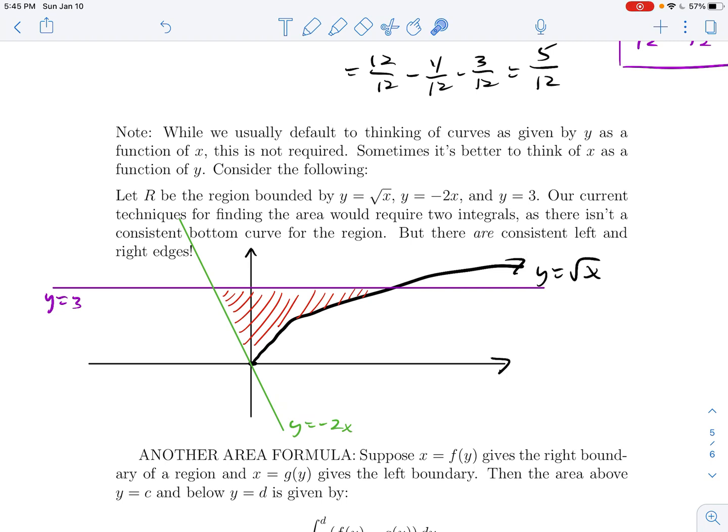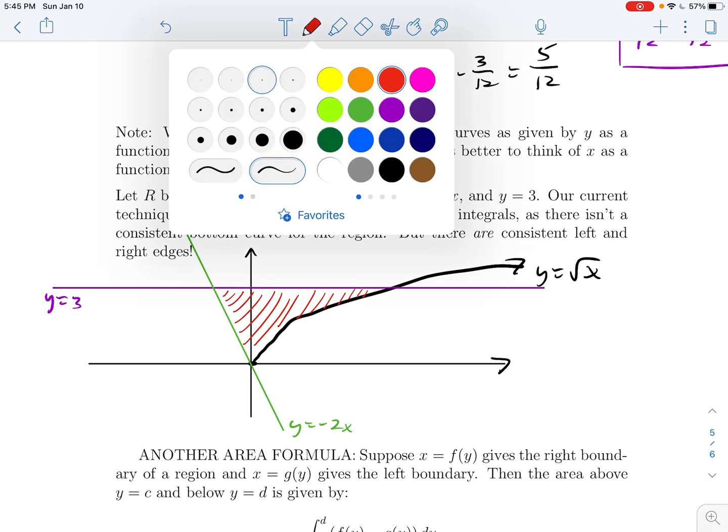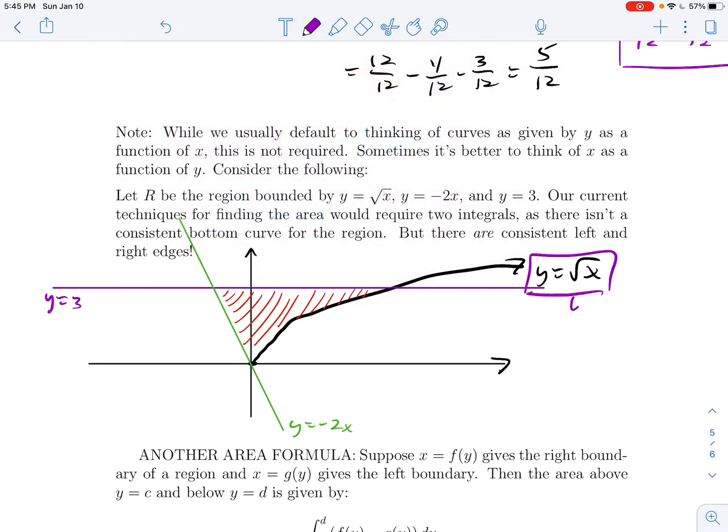So if I say, hey, what describes the top and what describes the bottom, you'd say, oh, well, there are two different bottoms. If I'm over on the left, the bottom is the green thing. If I'm over on the right, the bottom is the black thing. But sometimes we actually do want to think about left and right. I was steering you away from that before, but sometimes that works, especially if we can reverse the equations. So for example, here, y equals root x is basically equivalent to saying x equals y squared.